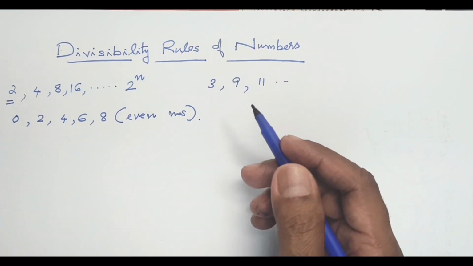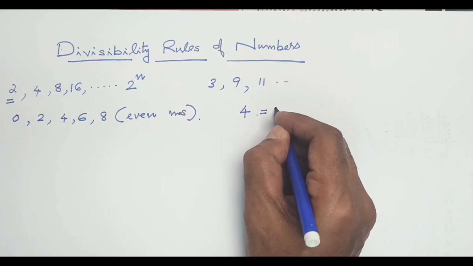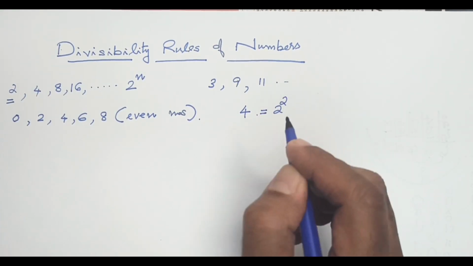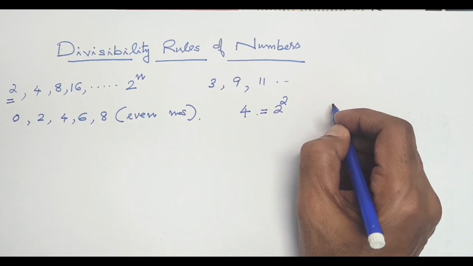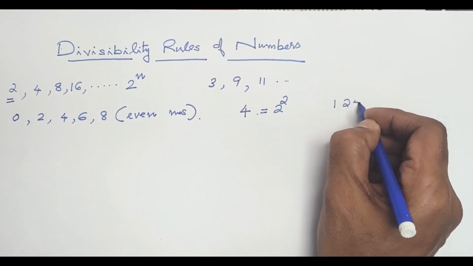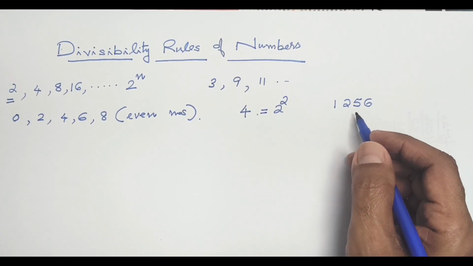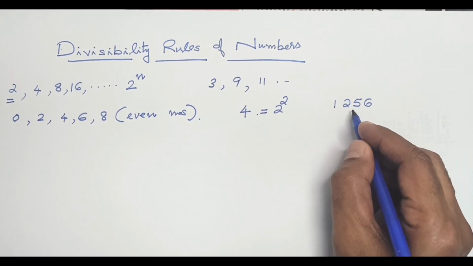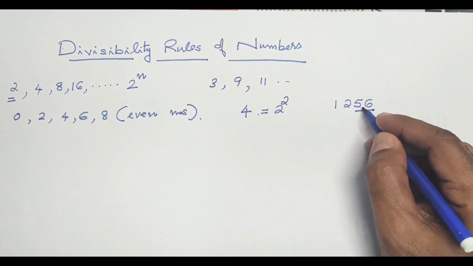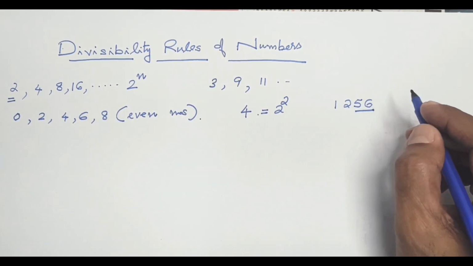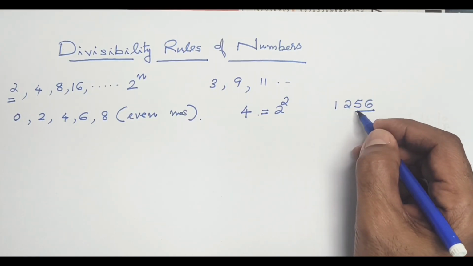Now, how to find out whether a number is divisible by 4? See, 4, as you know, is 2 to the power of 2. So what we do is, given a number, for example, let's look at a number like this, 1256. It's a 4-digit number. To check whether this is divisible by 4, take the last 2 digits. That's 56. And if this number formed by the last 2 digits of the given number is divisible by 4, then the whole number is divisible by 4.